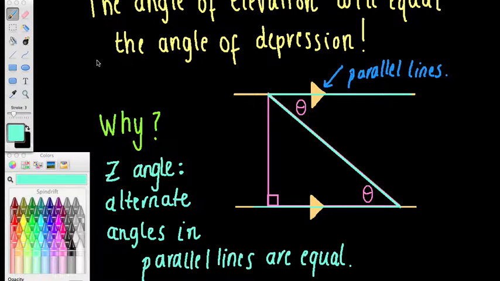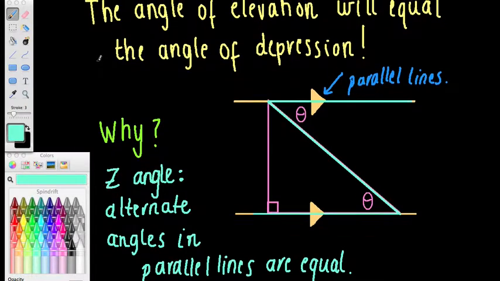Pop that into your summary book as well. Okay, so just the angle of elevation equals the angle of depression. You might like to draw a little picture to show you why, or just a little dot point to say that they are Z angles or they are alternate angles in parallel lines. What is important is that we can remember that these two are equal. That is the most important thing. Let's start to have a look at an example now.